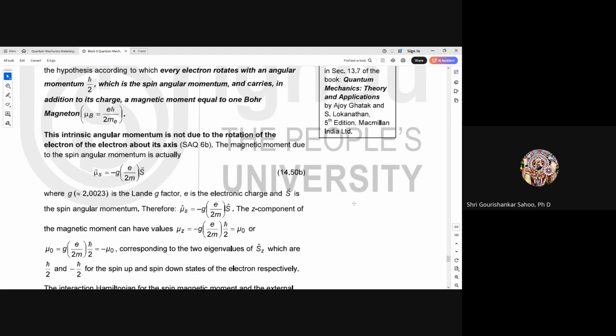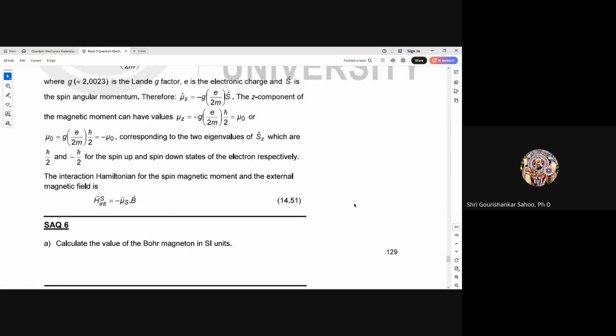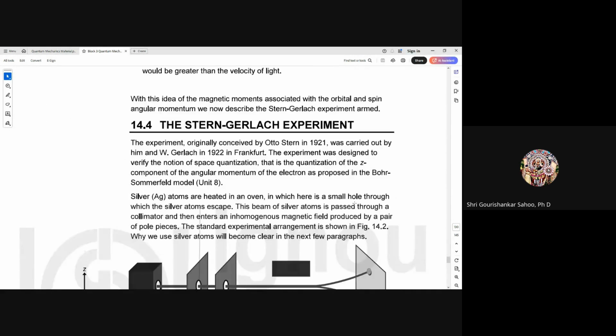The z component of magnetic moment can have the value μ_z equal to minus g e ħ by 4m, that is μ_0 and minus μ_0, corresponding to the two eigenvalues of S_z cap, which are ħ by 2 and minus ħ by 2 for spin up and spin down states of the electron respectively. The interaction Hamiltonian for the spin magnetic moment and external magnetic field can be written as minus μ_s dot B vector.